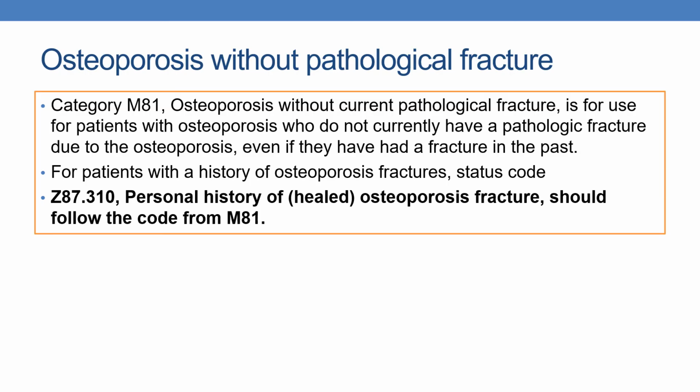Additionally, for patients with a history of osteoporosis fracture, you need to indicate a status code Z87.310, personal history of healed osteoporosis fracture. It must be coded along with a code from the category M81. If the patient has a history of osteoporosis fracture, then you need to indicate a status code Z87.310 along with the codes from the category M81.